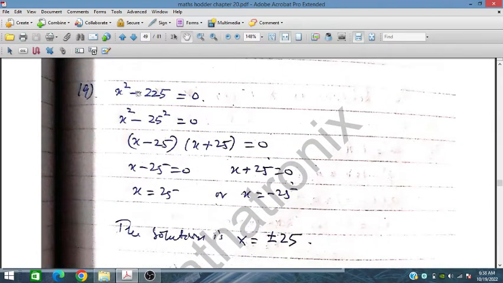This is x square minus 25. So we have this 25 as a square. This is a square minus b square. We can write down a minus b, a plus b. So this is x minus 5 is equal to 0, x plus 5 is equal to 0. So if this is 0, then x is equal to 5, and if this is 0, then x is equal to minus 5. The solution is x is equal to plus 5 and minus 5. So you can write down like this.